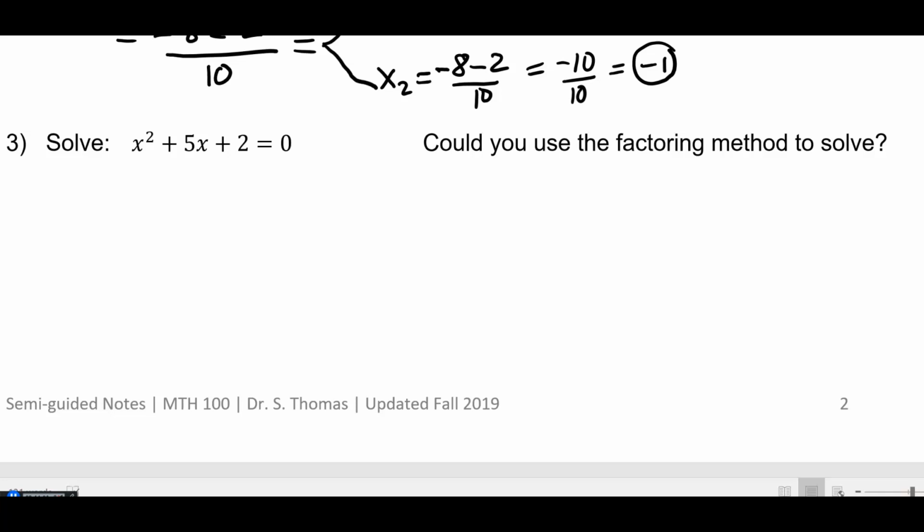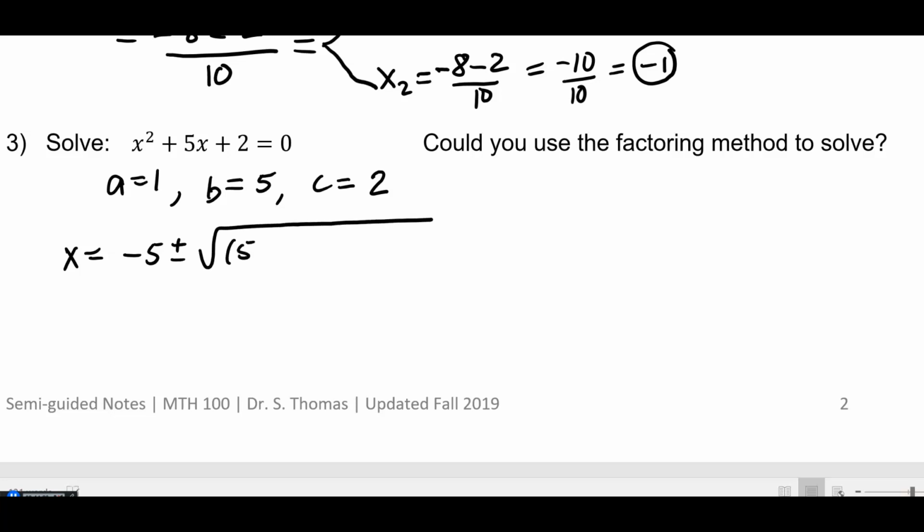Now first, we notice everything is on the same side, so we're good there. But now we need to determine the A, which is 1, the B, which is 5, and C, which is 2. So x equals negative 5 plus or minus the square root of 5 squared minus 4 times 1 times 2, all over 2 times A, which is 1. Then we're going to continue to simplify this until we can't simplify it any further.